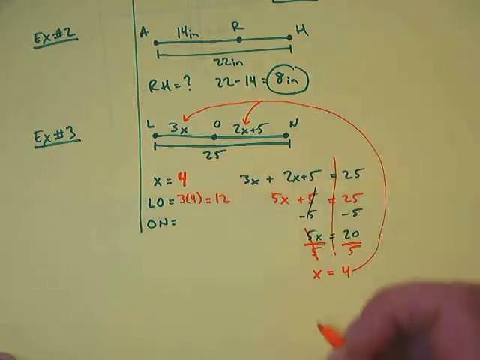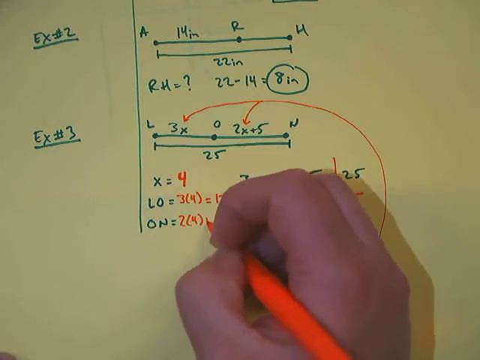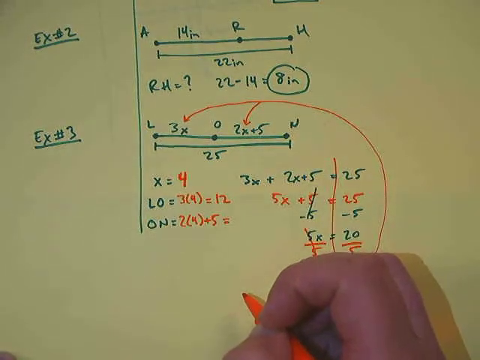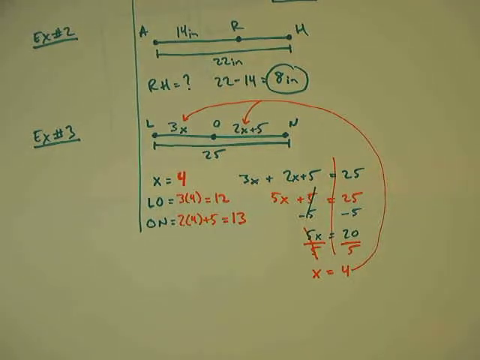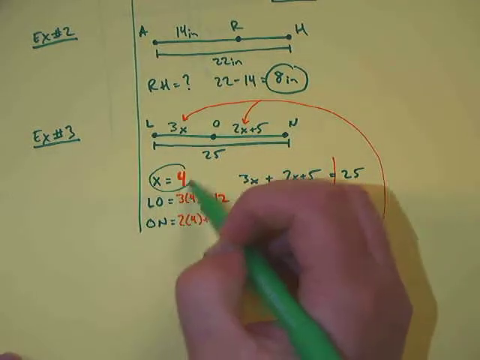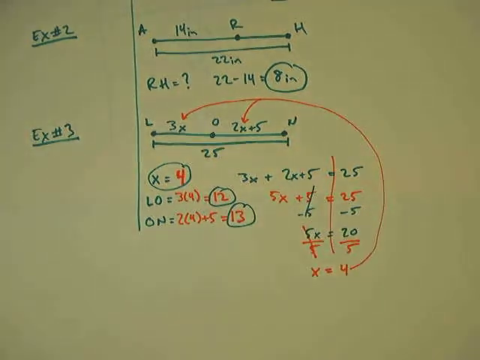Then to find the other two missing pieces, I know LO is 3 times x, so I'm going to plug in x to LO and plug in x to ON. So 3 times 4 gives me 12. And then we can do 2 times 4 plus 5, which gives me 13. So there's my answers here. We have x equals 4, we have LO equals 12, and ON equals 13.